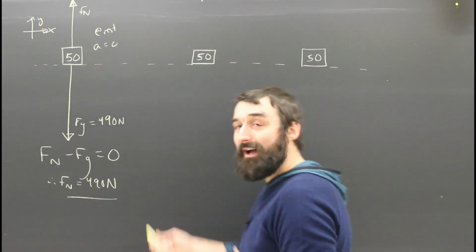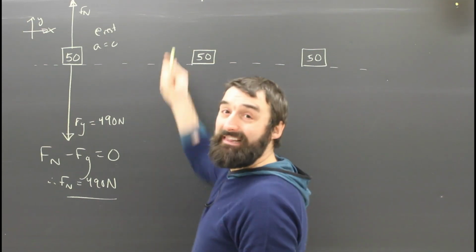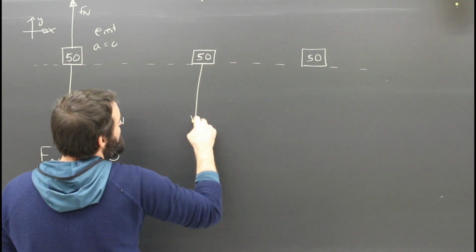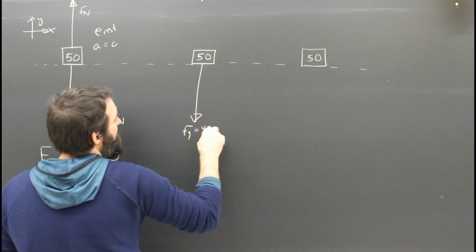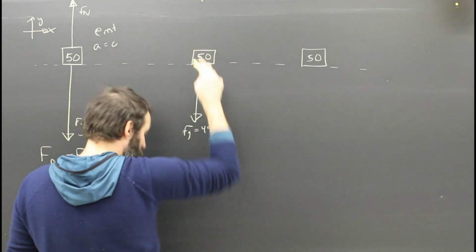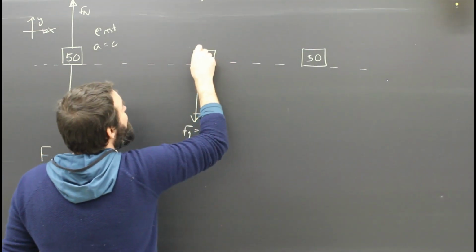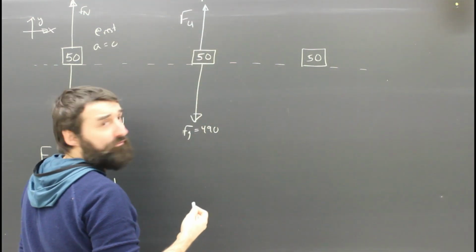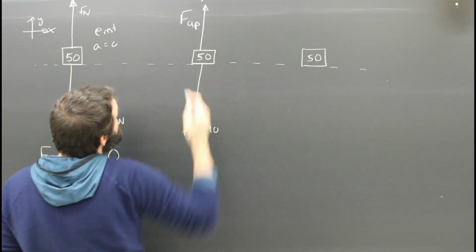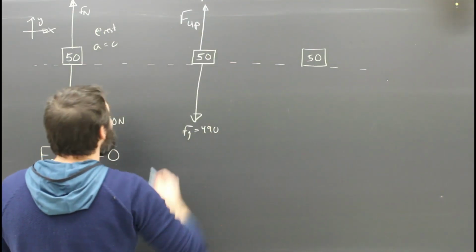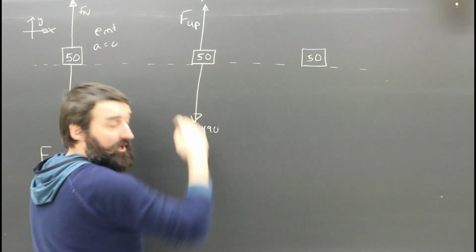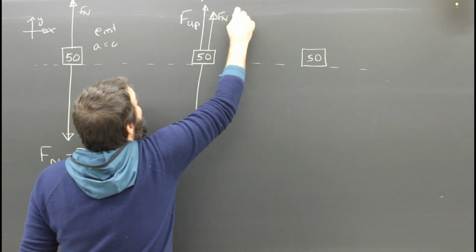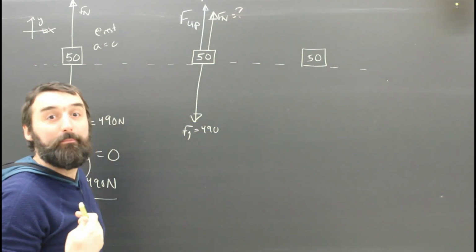Let's do another example. How about somebody comes along and they lift up on the box with a force of 90 newtons. So it's the same box. It's got an Fg still of 490. Now somebody comes along and pushes up on the box. Let's call that F up. It's equal to 90 newtons. Now, is the box still on the surface? It is. So there is an Fn. I'm going to put a question mark there because I don't know how big it is yet.